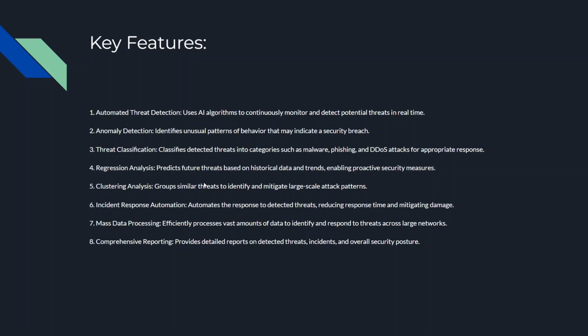Fourthly, regression analysis, to predict future threats based on historical data and trends, enabling proactive security measures. Fifth, clustering analysis, which groups similar threats to identify large-scale attack patterns. Sixth, incident response automation, to automate the response to detected threats, reducing response time and mitigating damages. Seventh, we are going to do mass data processing as well. So these are the things we are going to provide in these features.